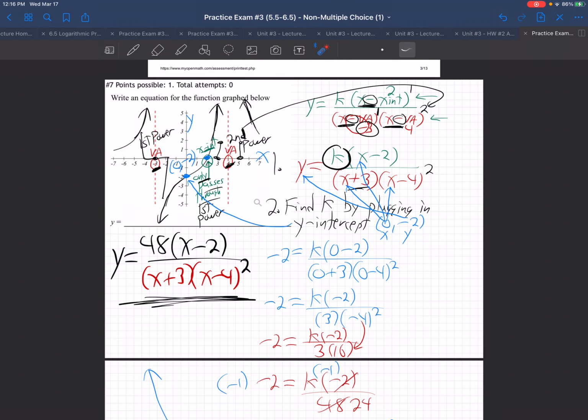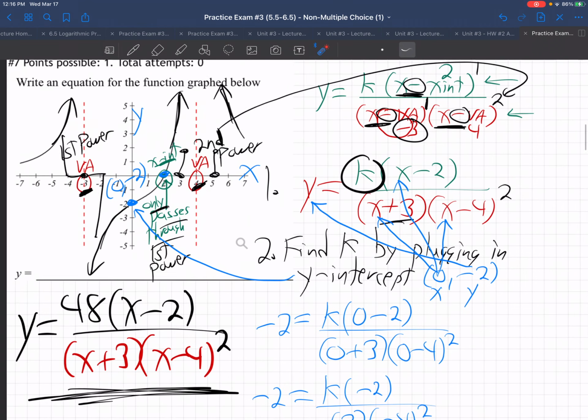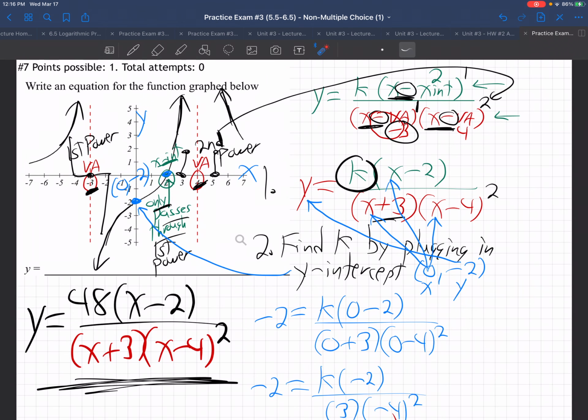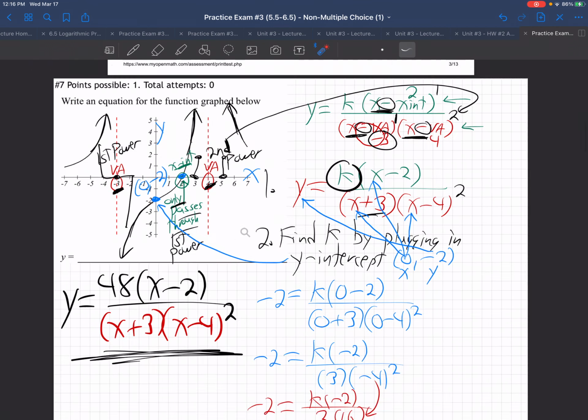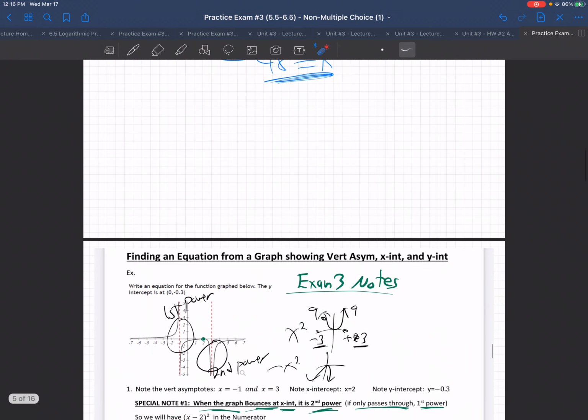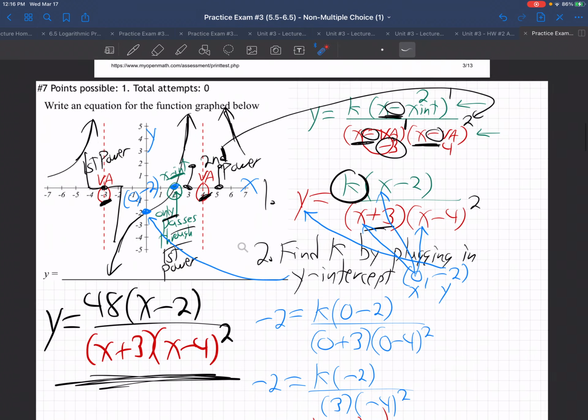We've got powerful techniques now for figuring out the equation from a graph. You can look at a graph and figure out the equation, knowing x-intercepts go on the top, vertical asymptotes on the bottom. If anything bounces or goes up the same side, both up, both down on a vertical, that's a second power. And then use the y-intercept to find the k. So that is excellent.